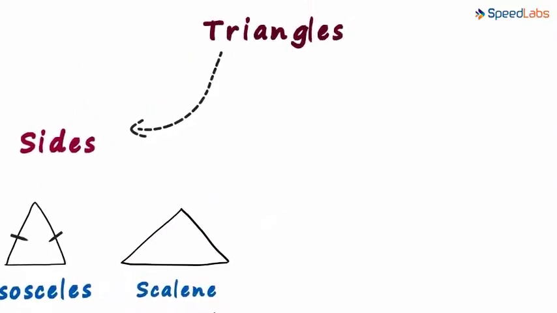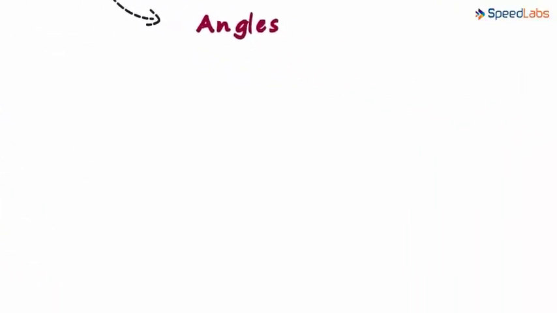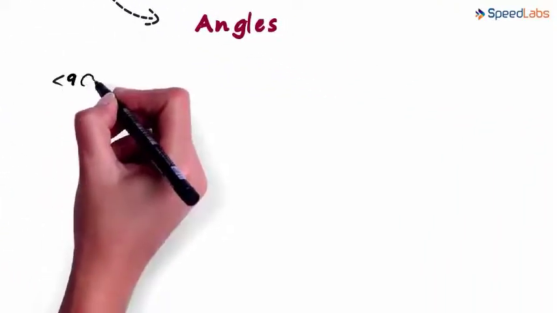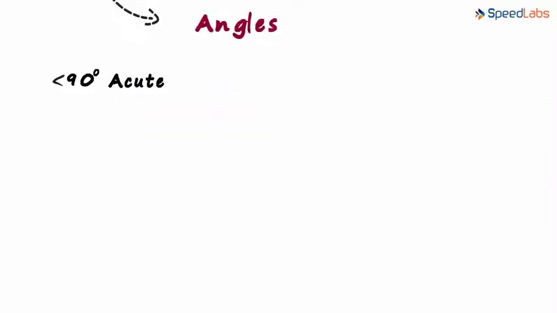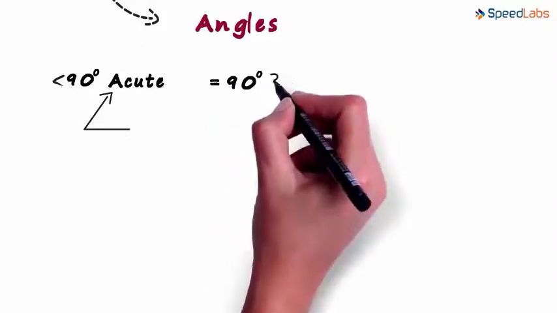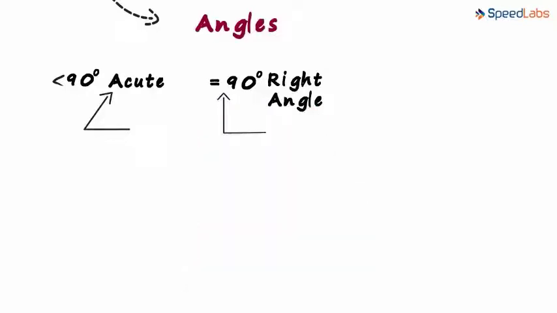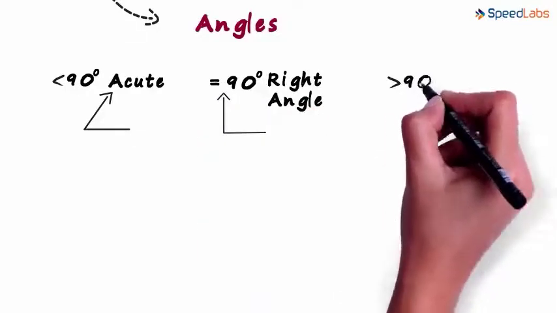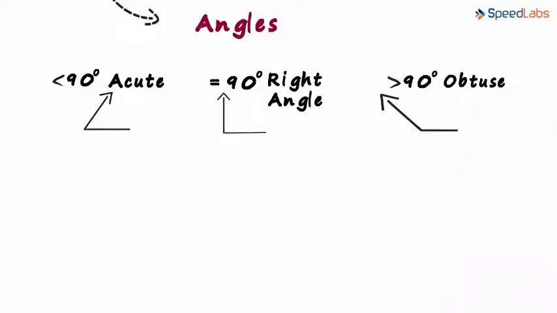The other way in which they can be classified is the measure of its angles. Let us review the topic of angles a bit. If an angle is less than 90 degrees, it is called acute. The angle will look something like this. If it equals 90 degrees, then it's called a right angle, which will look exactly like this. And if it's greater than 90 degrees, then it's called an obtuse angle. This is how it will look.